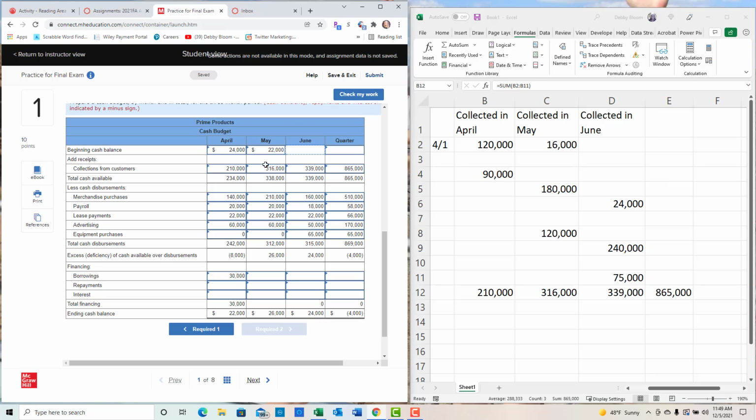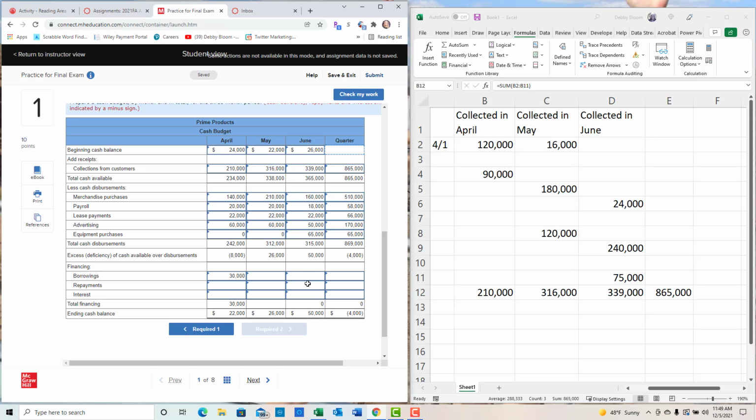Now there's no more financing. So May, we have our total cash available. Then we have our total disbursements. It calculates it for us. So our ending cash balance in May is $26,000. We start off $26,000 for June.